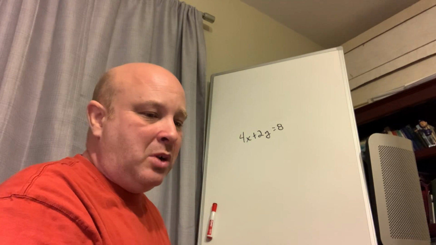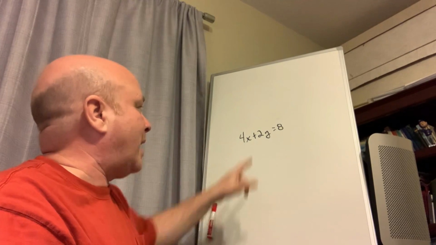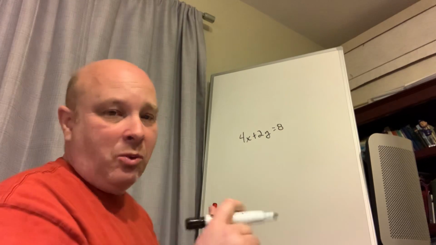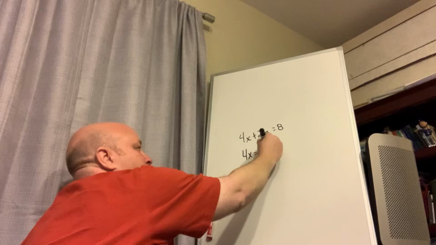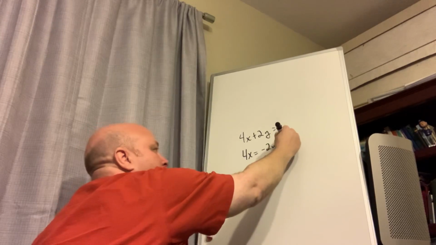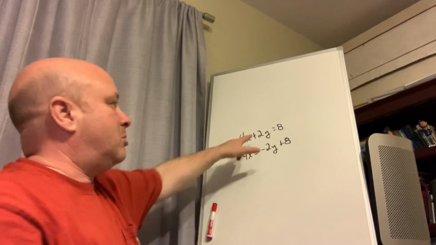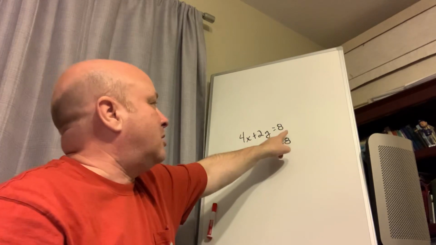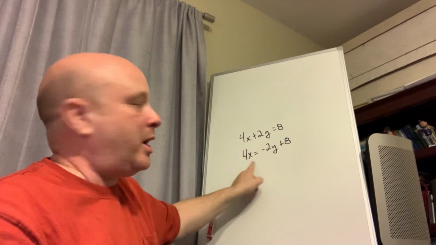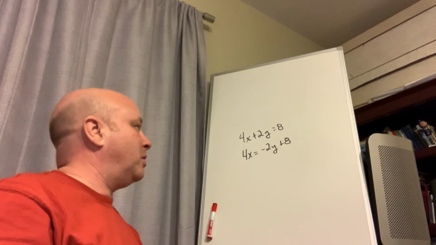Tell you what, let's subtract 2y from both sides. What does that give me? That gives me 4x equals negative 2y plus 8. All right, I subtracted 2y from this side, and that just got rid of that 2y. Subtracted 2y from this side, and that's why I have 4x equals negative 2y plus 8.